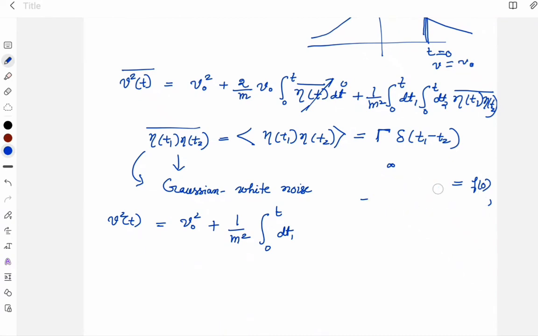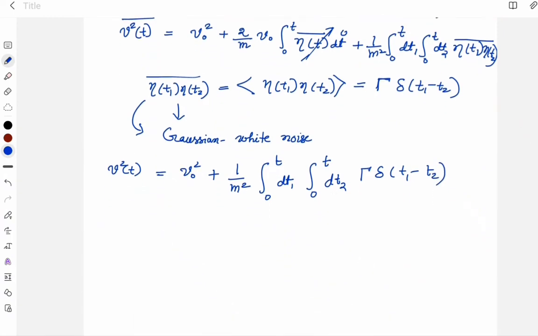So we will use this property. Since the function here, let me put first 0 to t, dt2, gamma delta(t1 minus t2). Since there is nothing to put and we are integrating over the t2 variable, we will put nothing actually. If there is some function f of t2, then in place of t2 we have to substitute t1.